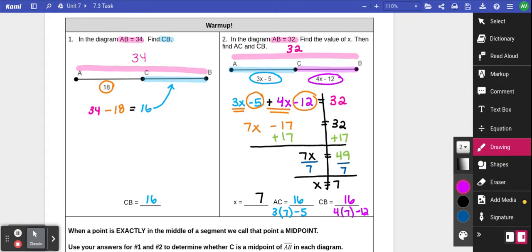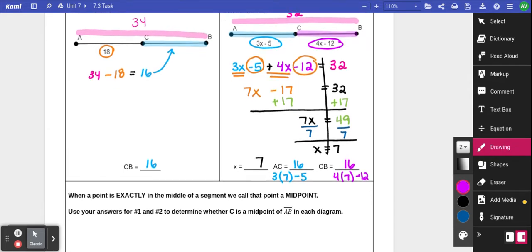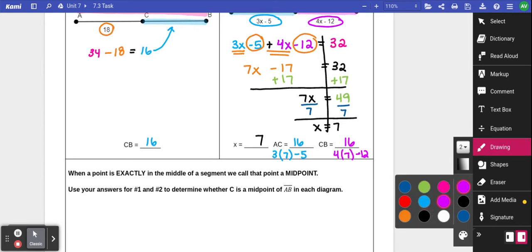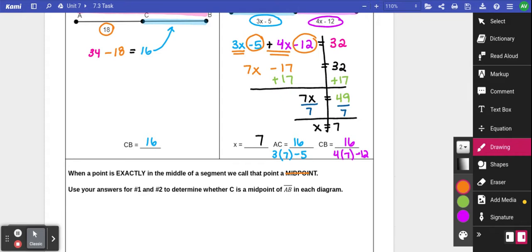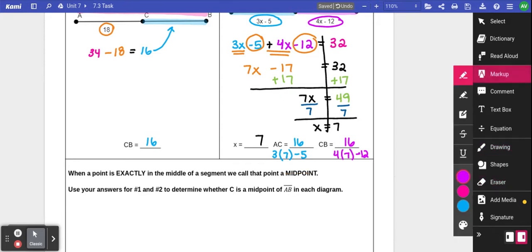Okay, now that we've come back after our daily quiz, we're now going to talk about midpoints. So, the midpoint, this new word that we're learning is the word midpoint. In geometry, the word midpoint means a point that is exactly in the middle of a segment. It divides the segment into two equal pieces.